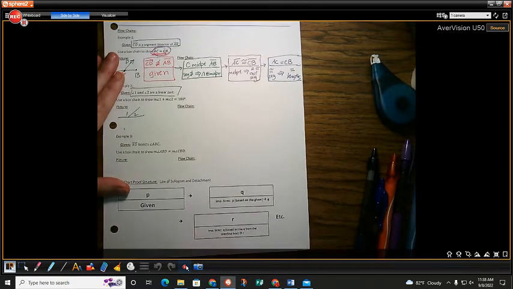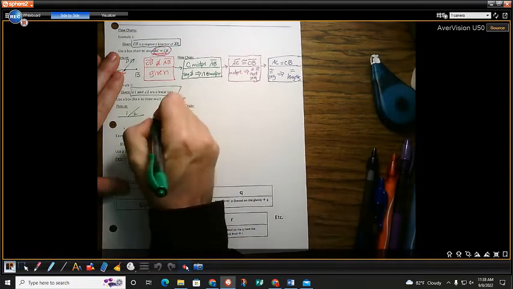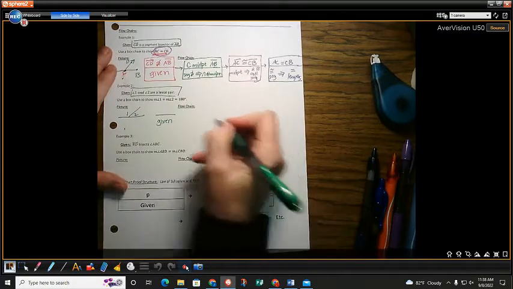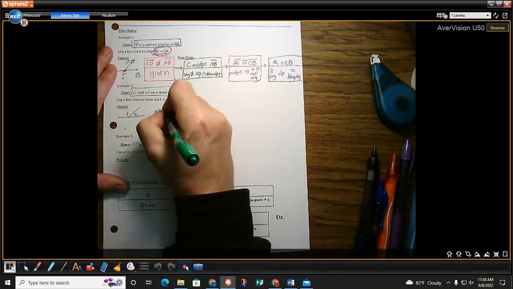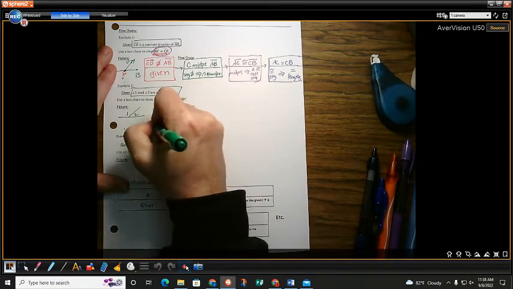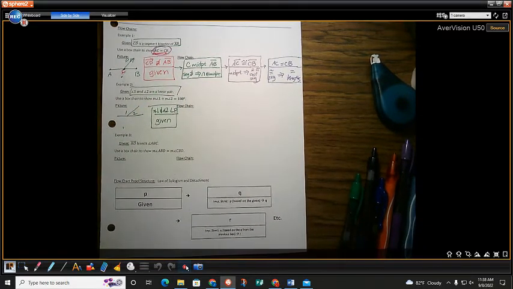And what will I start with to make my flow chain? Your givens. What was I given? Angle 1 and angle 2 are a linear pair. So watch how lazy I'm going to get. I'm going to say angle 1 and angle 2, and I'm going to use LP for linear pair. Because I can. So y'all can too.